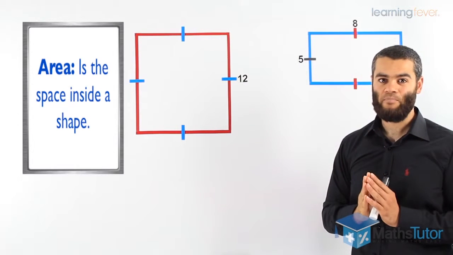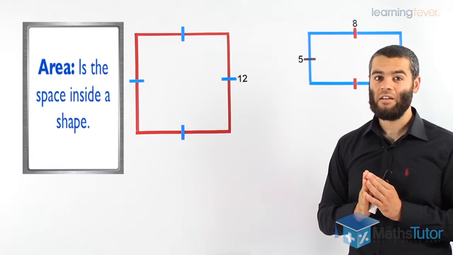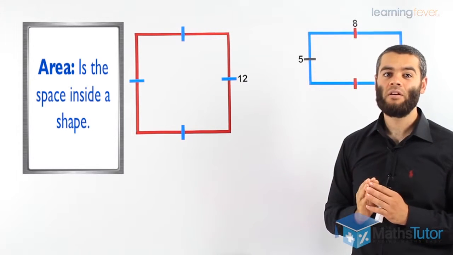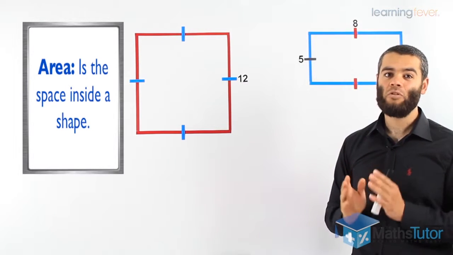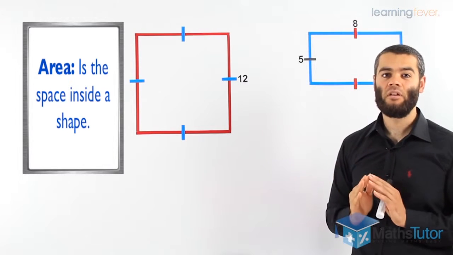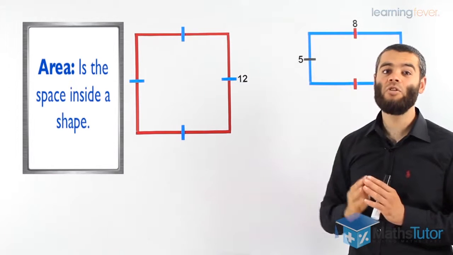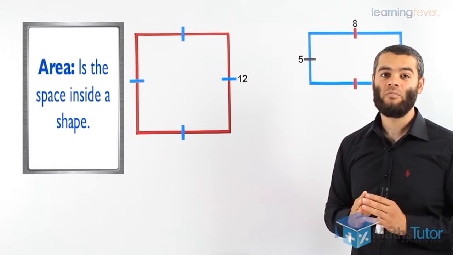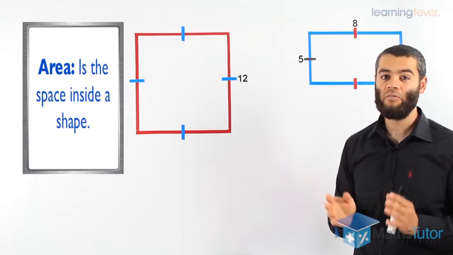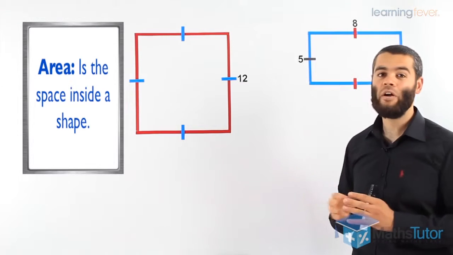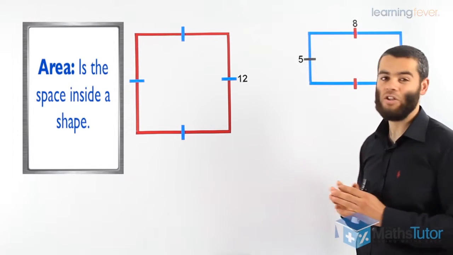Now that we understand that, the next point I want you to understand is that for every shape, when we're working out its area, we have to use a special formula. This formula has to be memorized. It has to go straight into your mind and it can't come out. We don't want to forget our formulas. If we forget our formulas, we're not going to know how to work out the area of any shape.